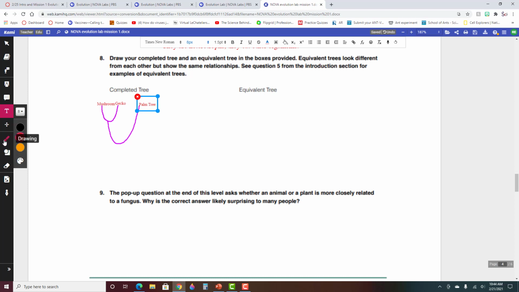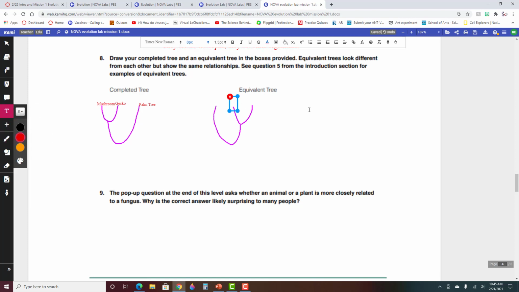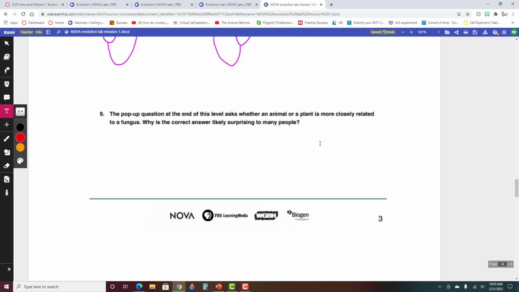And then you could draw this tree reversed, where you put the mushroom and the gecko over here, and then the palm tree on this side. It would be the same, and I could even reverse these, so this could be mushroom, and this could be gecko. The idea here is that there's not just one kind of tree out there. There are different ways to draw trees. There will be different ways for you to build trees, and so those are equivalent trees.